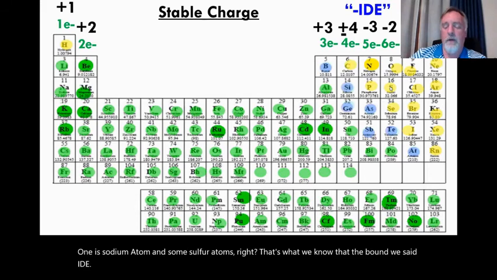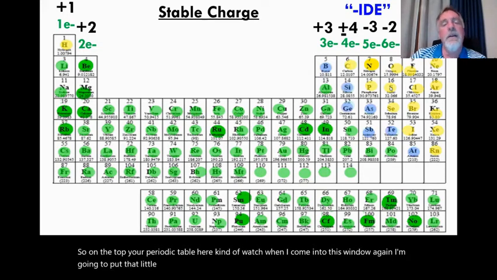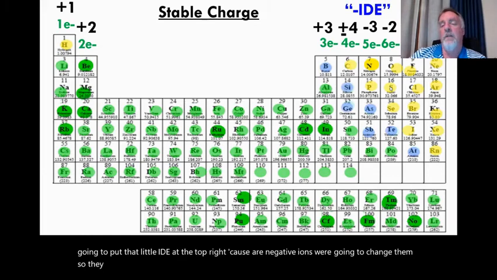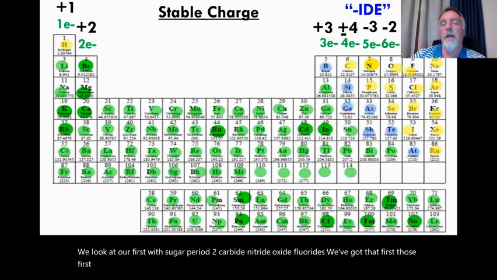So on the top of your periodic table here, watch when I come into this window again, we're going to put that little IDE at the top right, because our negative ions, we're going to change them so they have an IDE ending. If you look at period 2: carbide, nitride, oxide, fluoride. So we've got those first 4 yellow ones there. Those are our negative ones.